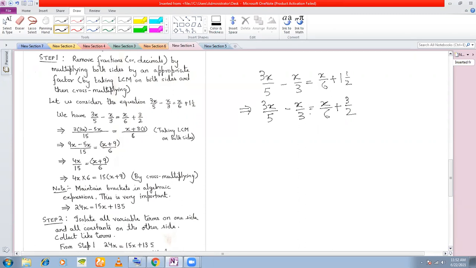So all of you agree, you know how to convert mixed fractions to improper fractions. Now, the next step here will be to remove the fraction. See how many fractions I have. I have this fraction, this fraction, this fraction, this fraction, right? So I'll remove the fractions on the left hand side and on the right hand side. How will I remove the fractions? First, I will take the LCM. LCM of 5 and 3 is 15, right?